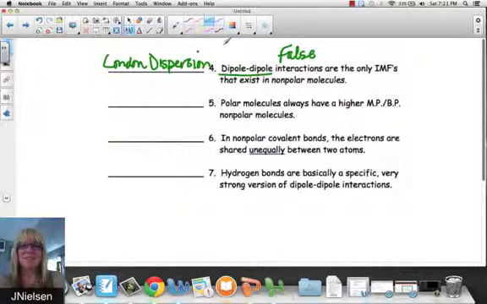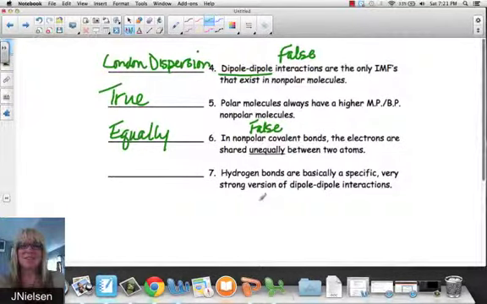Polar molecules always have a higher melting or boiling point than nonpolar molecules. This would be true because it has stronger forces. In nonpolar covalent bonds, the electrons are shared unequally between the two atoms. This is false. They're nonpolar because there's no pole, and they are equally shared.